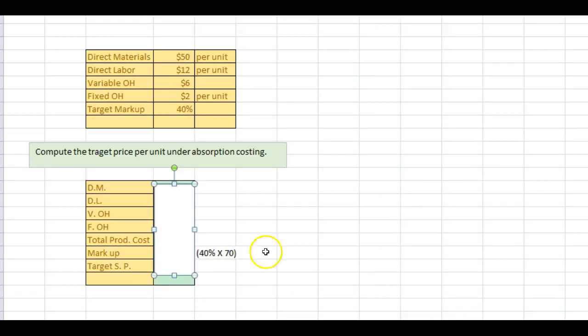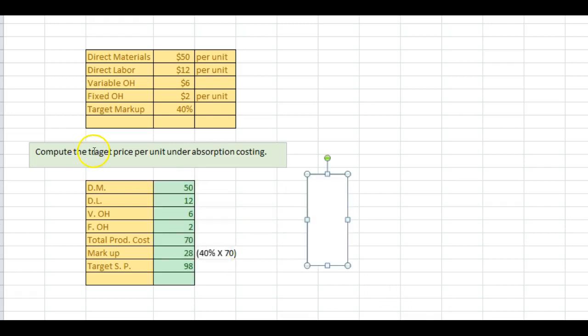Finally, how do you use this stuff? Here we're using absorption costing, and we're trying to find a target price, which is spelled wrong. So under absorption costing, what do we got? I have a $50 variable, I have a 12, I have a 16, I have a fixed overhead of $2, and they actually gave that to me. So if I add those up, I have a total production cost of $70. I want to mark up 40%. So 40% of 70 is 28, and I have a target price of $98. And that's how we'd use some of this stuff.